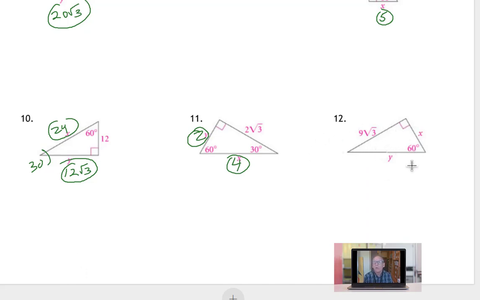So look at number 12. Opposite the 60, we have 9 root 3. Now that's root 3 times the shortest side. The shortest side must have been a 9 to give us 9 root 3. And then double the short side, or 18, is going to be the hypotenuse of the triangle.